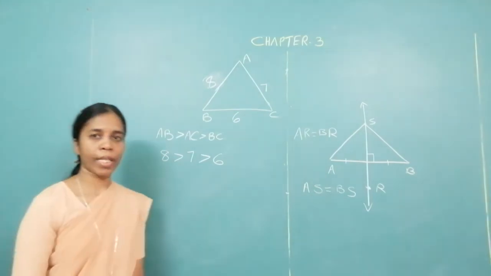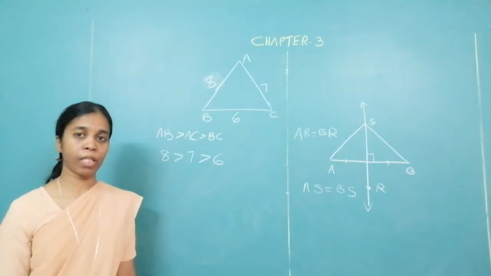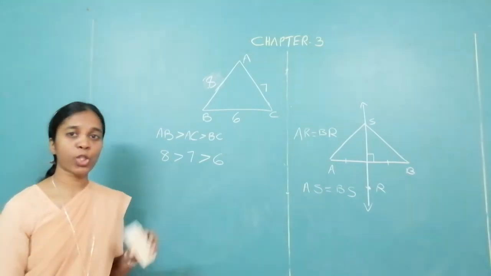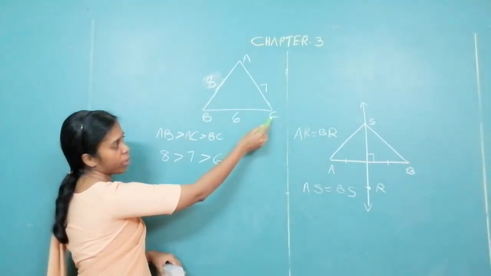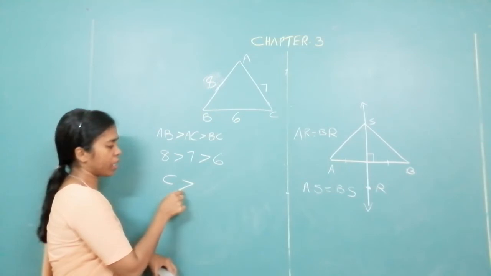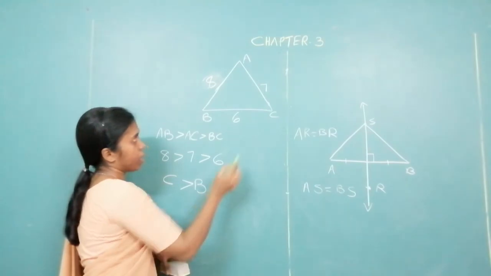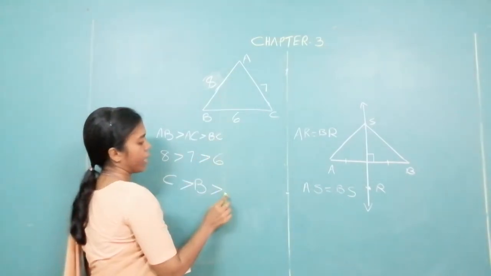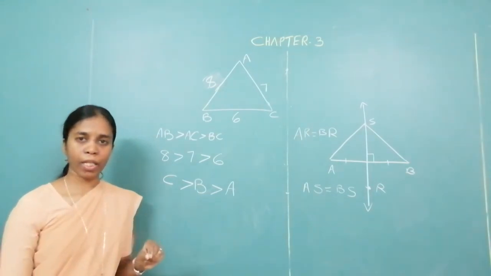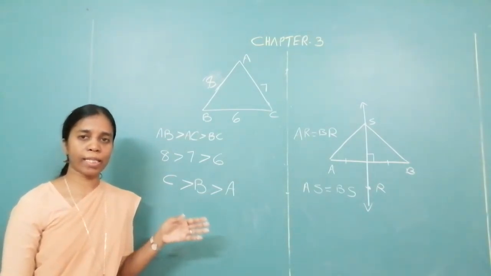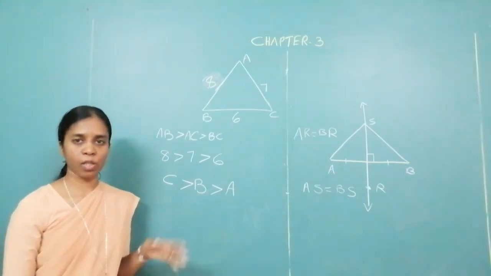Now, by looking at it, can you tell me which angle will be greater? The angle opposite to the greater side. Which is the greater side over here? AB. So, the angle opposite to the greater side is C. So, C is greater. Next, opposite to AC is B. Opposite to 6 is A. This is another property: the angle opposite to the greater side is greater, and the angle opposite to the smaller side is smaller.